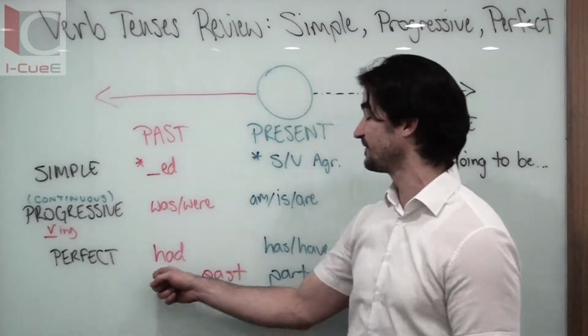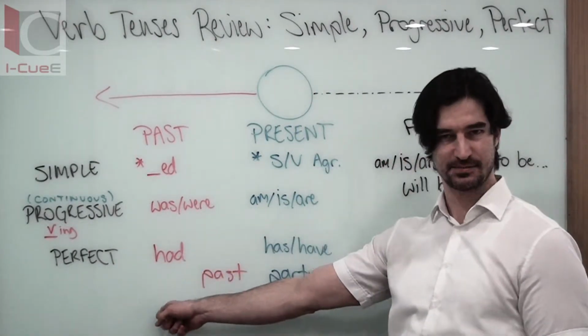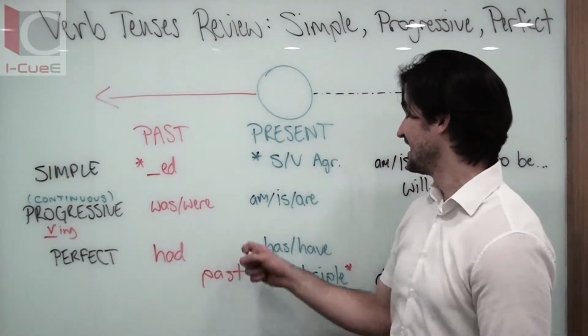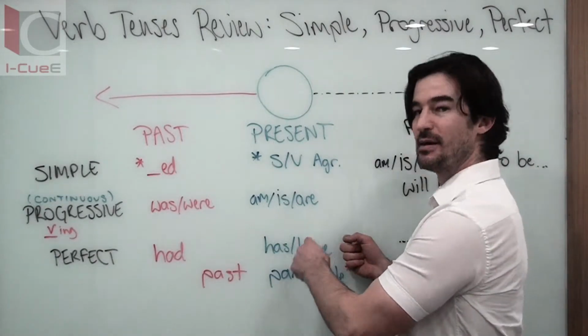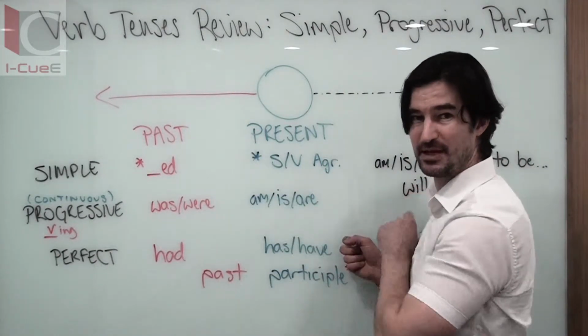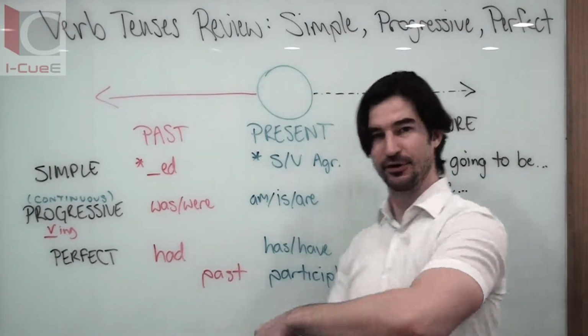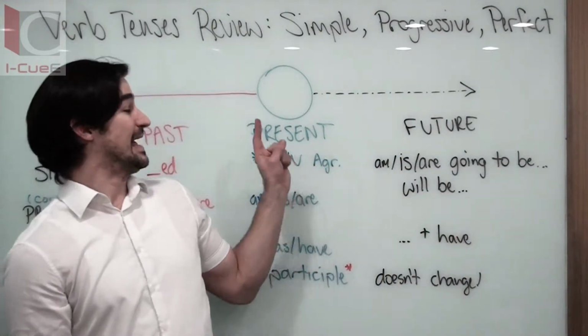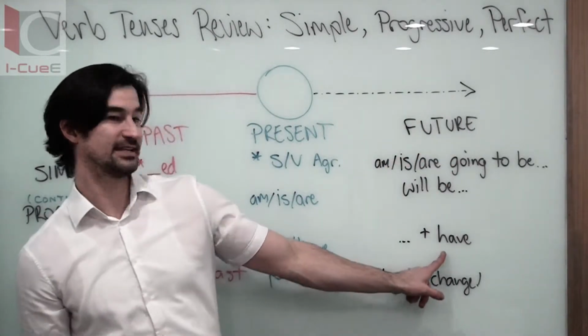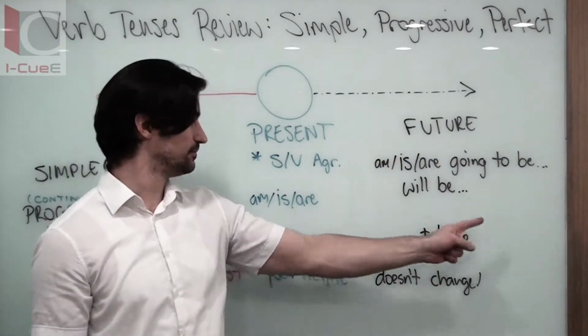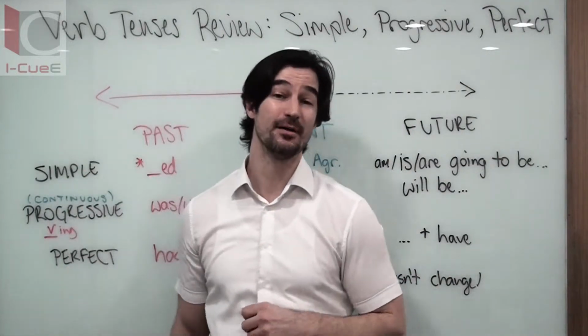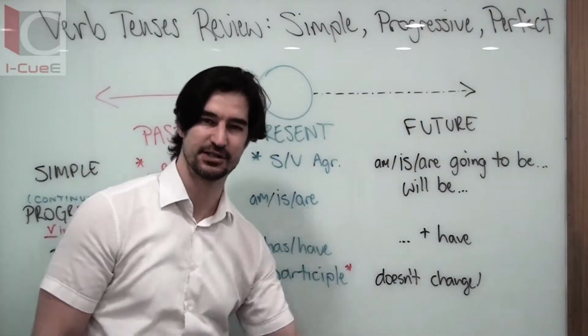So in the past perfect, it's had plus past participle. In the present perfect, it's have or has. Remember, you have to remember subject-verb agreement in the present perfect tense, plus the past participle. In the future, is, am, are going to plus have, or will plus have, okay? And then the past participle.